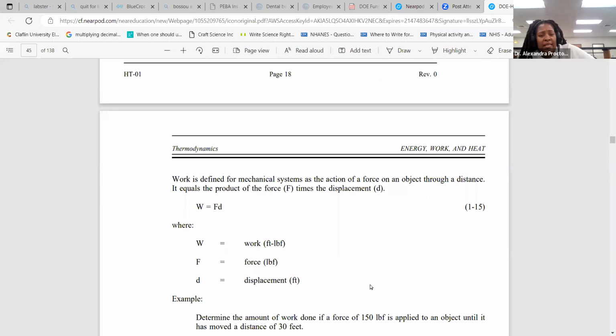Work is in foot-pound force, force is in pound force, and displacement is in feet. So we're still using the English system of units.